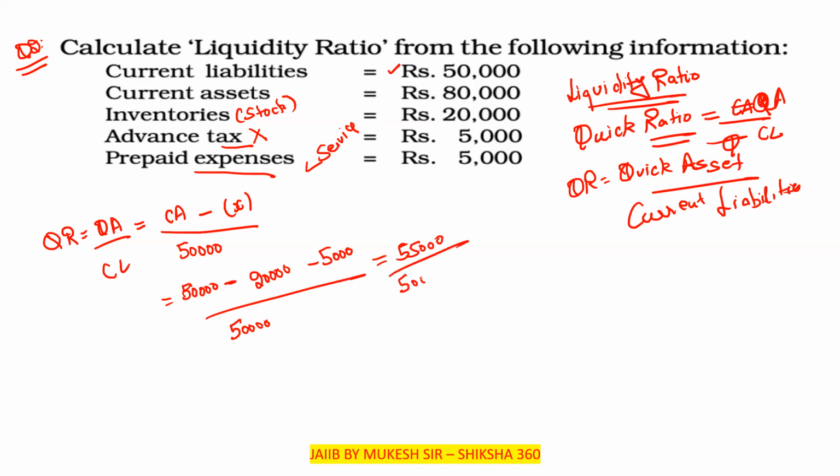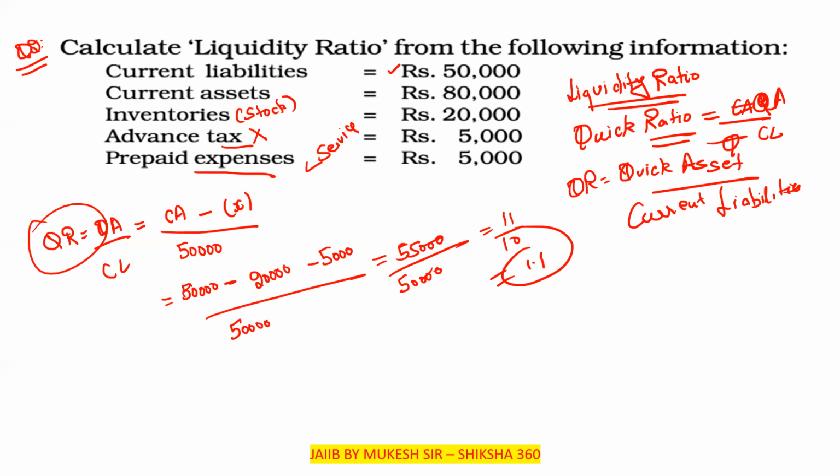Upon 50,000. 11 upon 10, that is 1.1, clear. So what is the liquidity ratio? Sorry, what is the quick ratio? It is basically 1.1, clear. So the quick ratio here is basically 1.1.